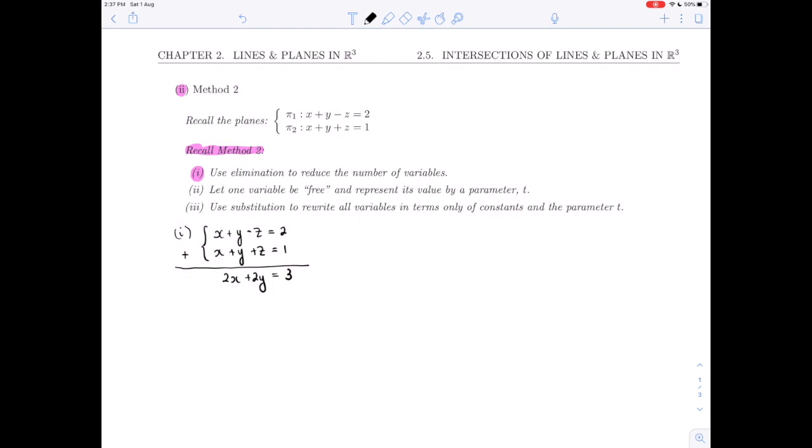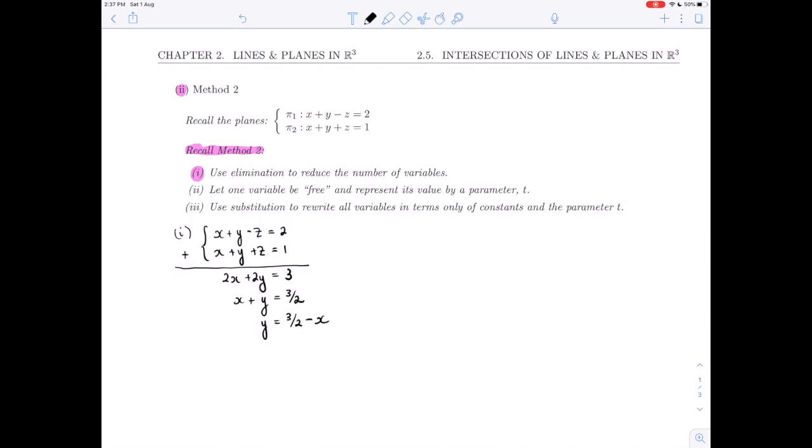And that's the result of that elimination step, but I could go a little bit further if I wanted to, and actually I know that I will want to for what's coming next. So I'm going to divide both sides by 2, and then I'm going to solve for y. So y is 3/2 minus x.